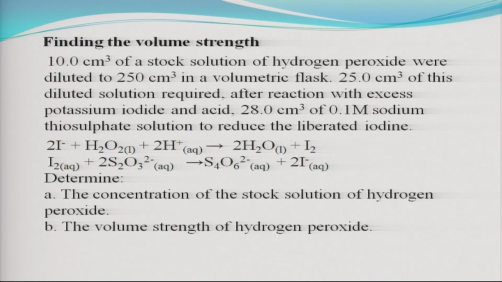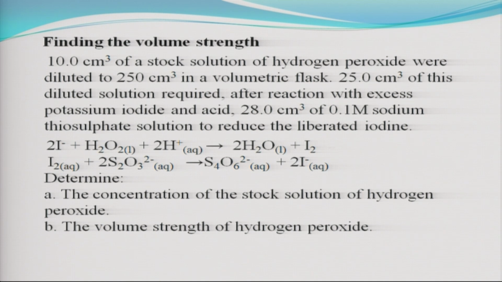The volume strength of hydrogen peroxide is a measure of how much oxygen can be obtained from this hydrogen peroxide. So the first part says determine the concentration of the stock solution of hydrogen peroxide. That's what we are going to do.